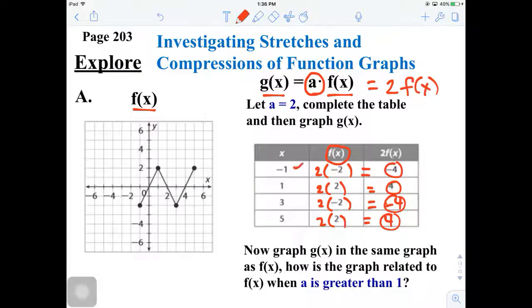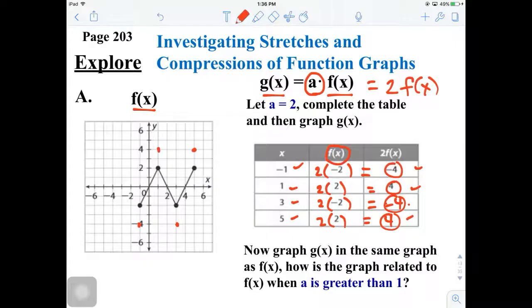And we're going to take the original x and map it up with y to make the new point. So negative 1, negative 4 is here. 1, 4 is going to be here. And 3, negative 4 is here. And finally, 5, 4 is here.